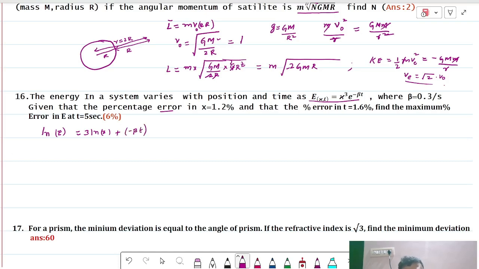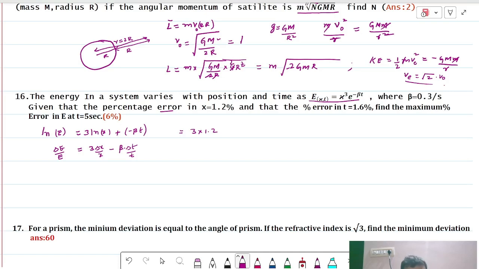Now differentiate. d by dx of log x is equal to 1 by x. So dE by E is equal to 3 into dx by x minus beta into dt. Here the x value is given, and the error in time is also given. Find the maximum error in t equal to 5 seconds. So time is given, beta into dt, where t is 5 seconds. Beta equal to 0.3 is already given, so now substitute directly: that equals 3 into, 1.2 percentage, by x value. Here the x value is not given.